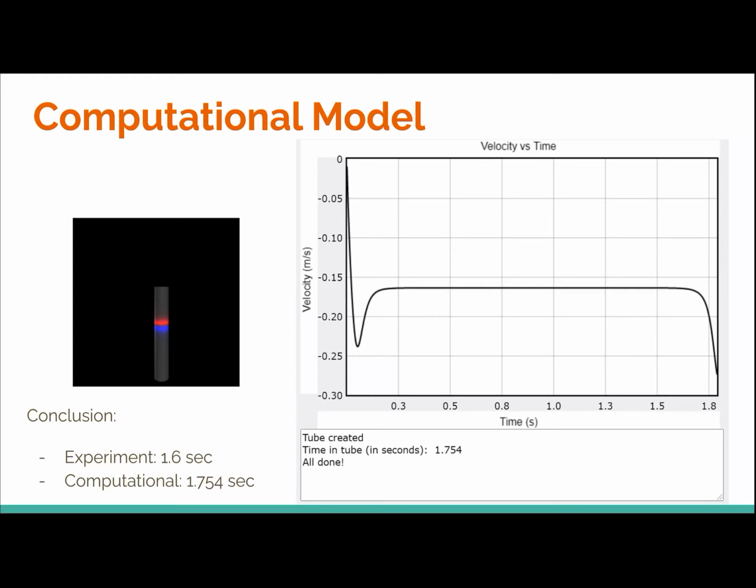In conclusion, it took 1.6 seconds in the actual experiment for the magnet to reach the bottom of the tube, but in the computational model, it took 1.754 seconds, which was slightly longer than the result from the experiment. I can infer that this is due to human error or errors in measurements.